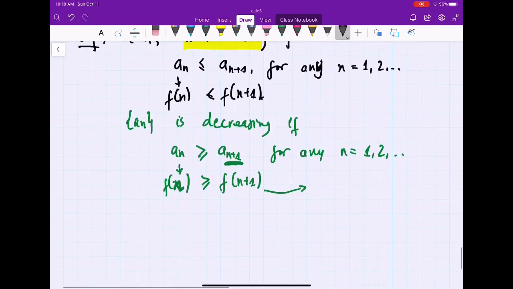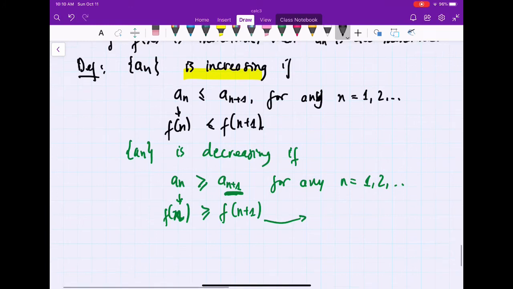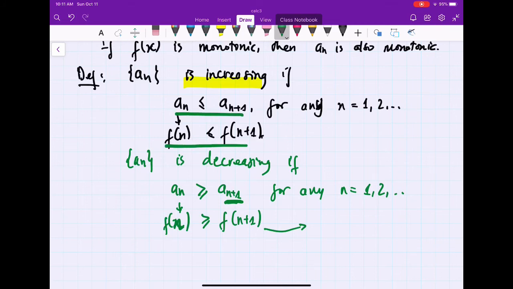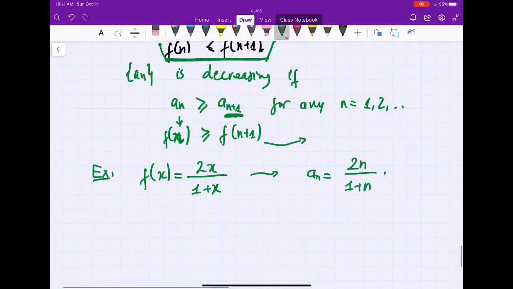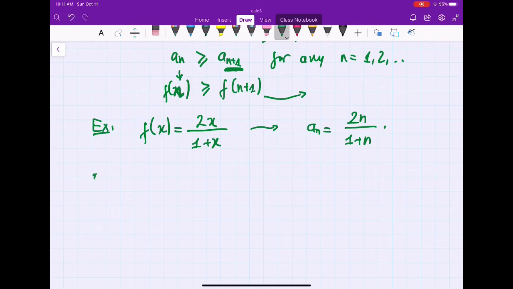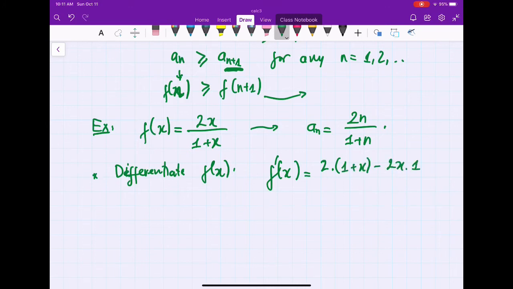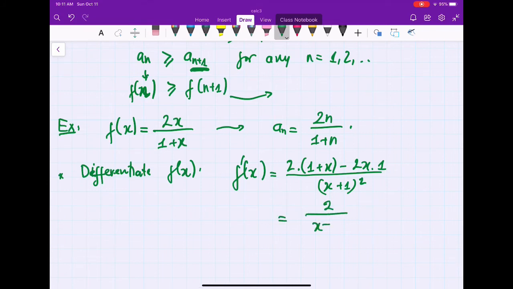Let's consider one example. We want to see how to prove that a sequence is increasing or decreasing. You might use this definition, or you might use the corresponding function. Look at this. Let's consider the function f of x equal to 2x over 1 plus x. So the corresponding sequence would be a_n equal to 2n over 1 plus n, right? We want to see if a_n is increasing or decreasing. I will consider the function f of x and differentiate it. We have f prime equal to, using the quotient rule, 2 times (1 plus x) minus 2x times 1, divided by (1 plus x) squared. And we simplify this, we get 2 over (x plus 1) squared.